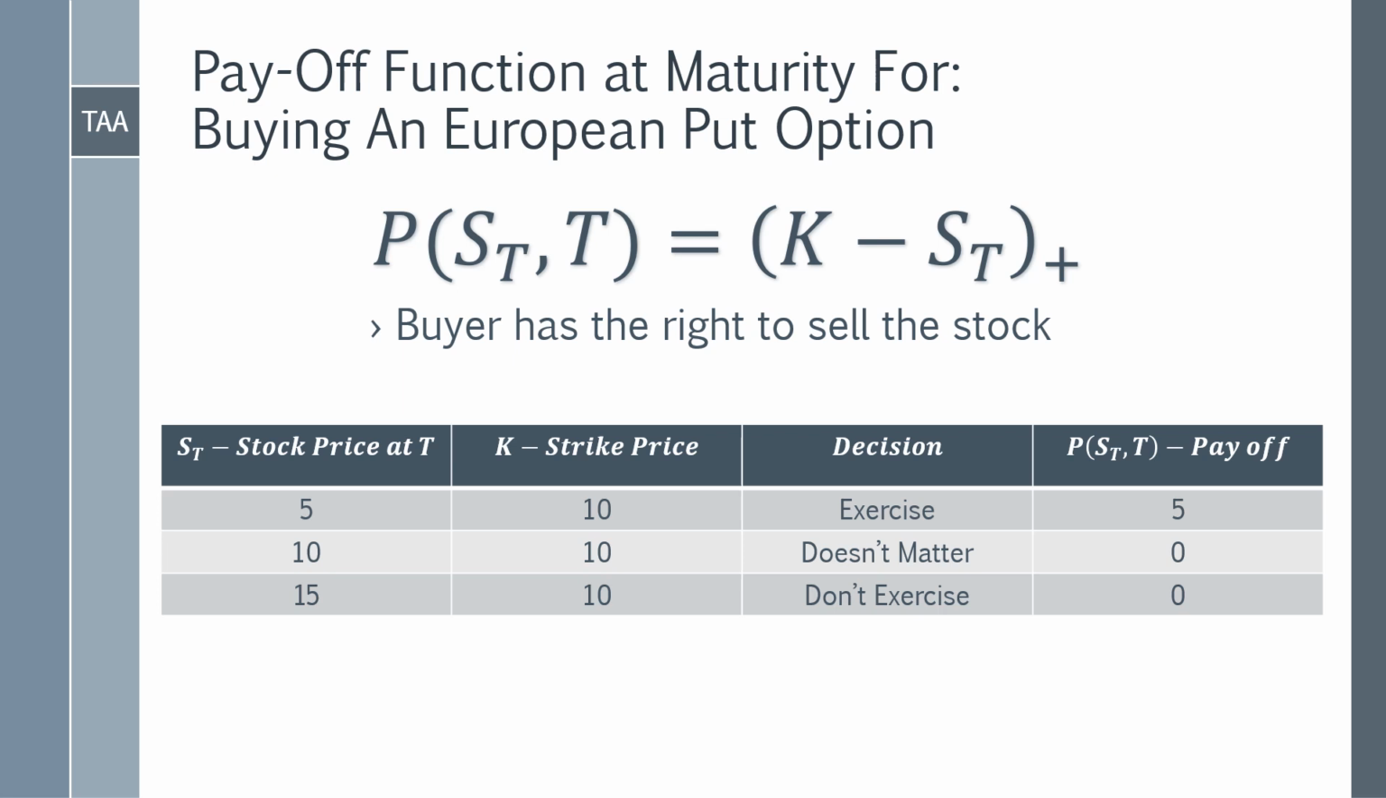Now, if it's a $10 stock and a $10 strike price, you could sell your $10 stock for $10. Here, your decision doesn't matter. Whether you exercise or not, your payoff is $0. Now, the stock price is $15, and you have the option to sell it for $10 at the strike price. In this case, you obviously wouldn't exercise your right because you'd be making a loss. Therefore, you get $0. Again, it goes by the formula above.